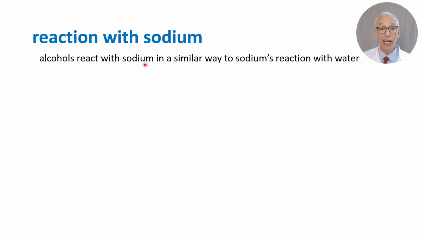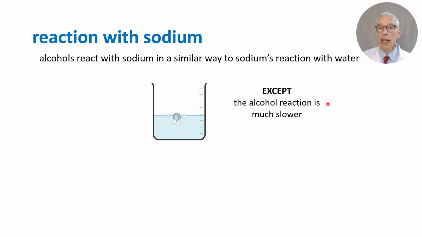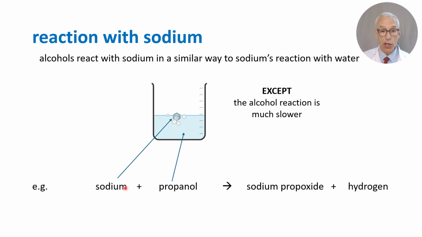Now, alcohols react with sodium in a similar way to sodium's reaction with water. So we would see some bubbling, we would see sodium floating. There's very little movement. The alcohol reaction is much slower. So sodium and an alcohol compared to sodium and water, the alcohol reaction is much slower. So sodium and let's say propanol, we would get sodium propoxide and hydrogen.